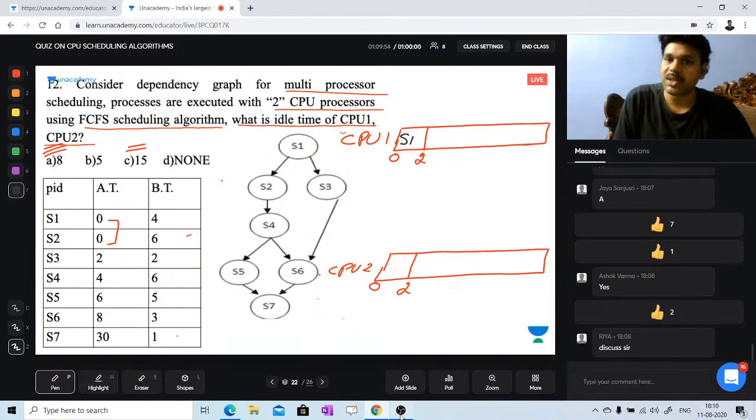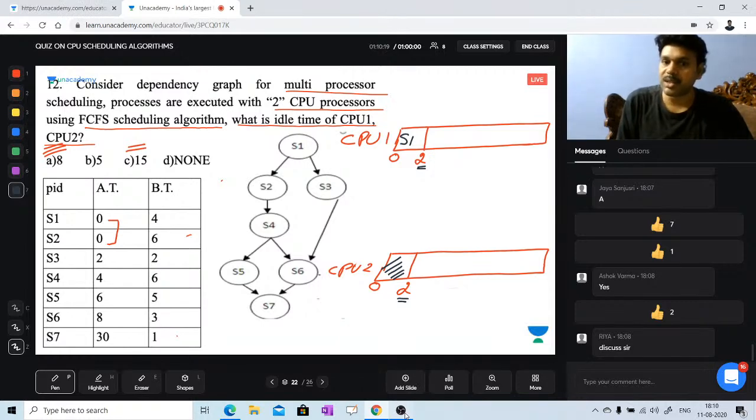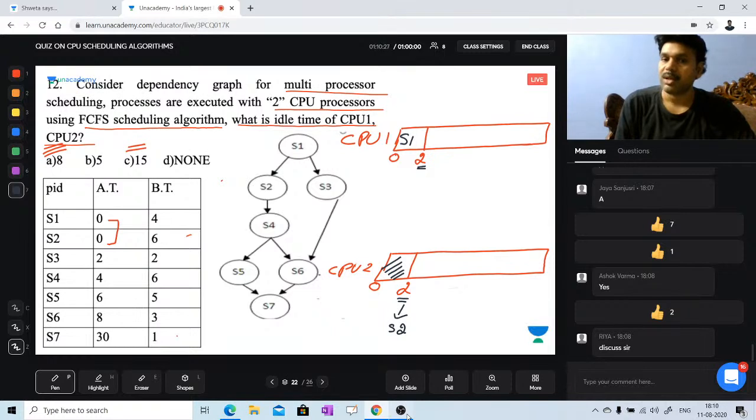You can start with either CPU2 or CPU1, no problem. I am just starting with CPU1. You can also start with CPU2, because that is idle. Please understand, that is idle because even though S2 has arrived, I cannot run S2 unless and until S1 is completed. Exactly after 2 only, CPU2 can also be busy and CPU1 can continue with its execution. Now S2 is already there in the queue because it has already arrived, but I have waited till the completion of S1.